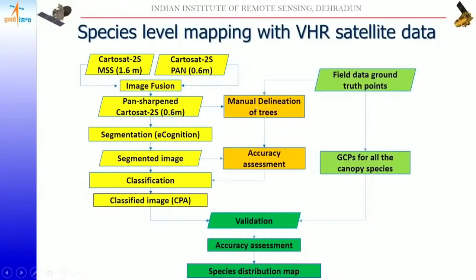based on which we can derive the segmented image, the segmentation of the group or the canopy of a particular species, and we can classify. Based on the crown projection area, the characteristics of a particular species, we can derive the number of individuals over the area, as well as the distribution of the population of a particular species in a particular area. But the field data or ground truth points are very important in this case.